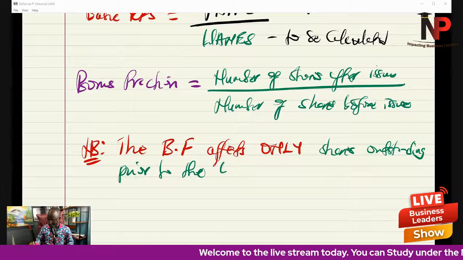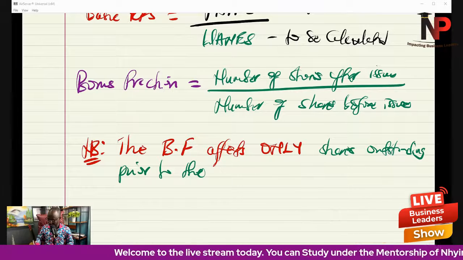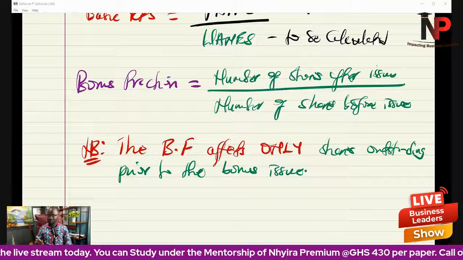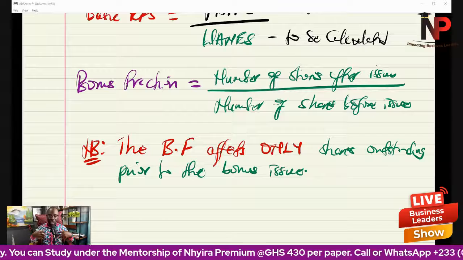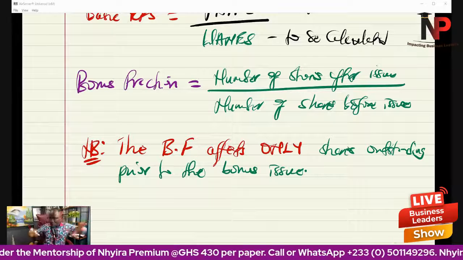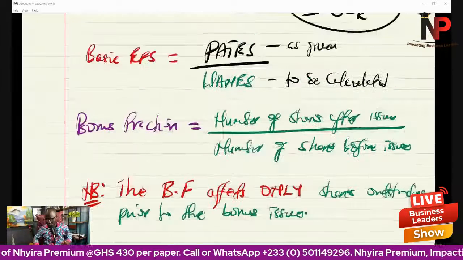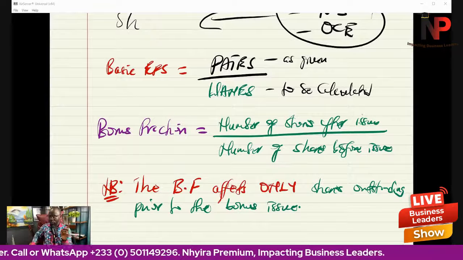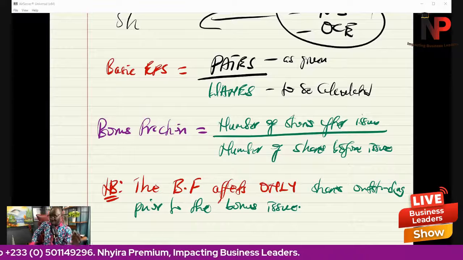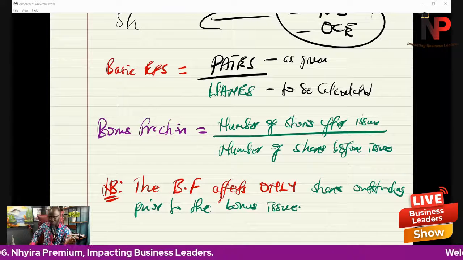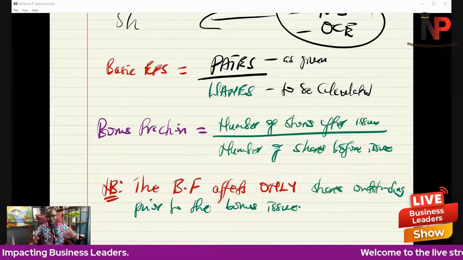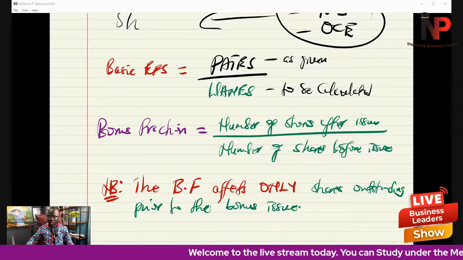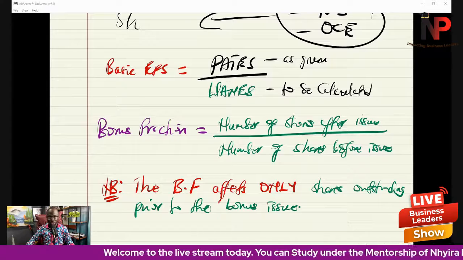Prior to the bonus issue, sorry. Because this is still in right issue, so prior to the bonus issue. So our bonus fraction would just affect shares before the bonus issue. I'm going to explain that to you also in a moment. So when we say bonus fraction should be number of shares after the issue divided by number of shares before the issue, what exactly are we driving at? And what are we trying to say generally in this context?